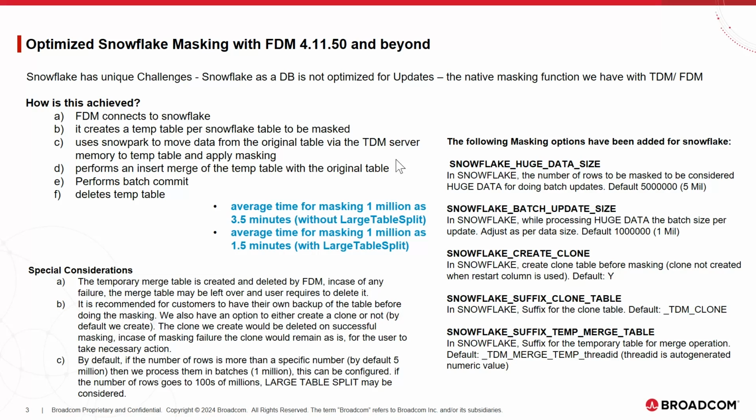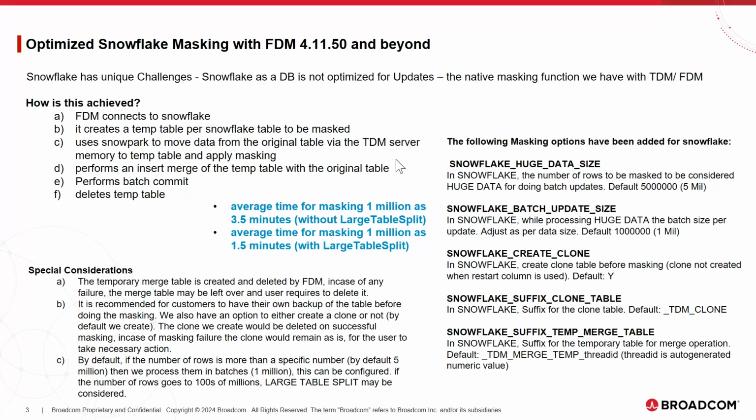So we have also enabled the large table split, which together with the batch commit, with Snowpark libraries, and the insert merge capability of Snowflake, has essentially significantly improved performance. Without large table split enabled, the average masking time for about 1 million rows is about 3.5 minutes. And with large table split enabled, we are able to mask the same 1 million records in about 1.5 minutes. Now, there are some key considerations that we should be aware of as we are deploying this sort of a masking technique.